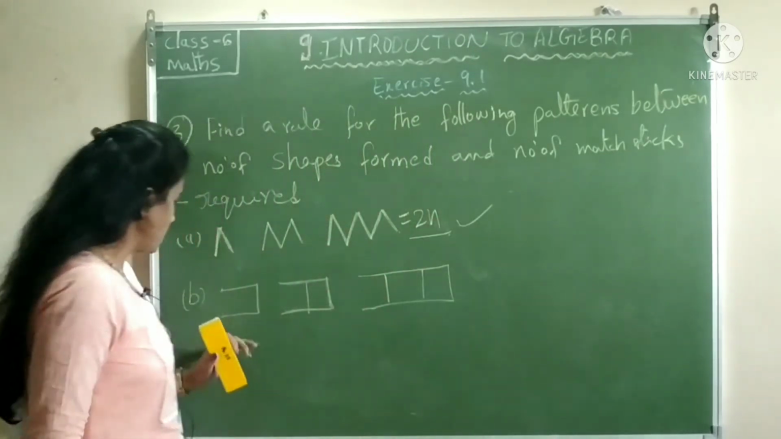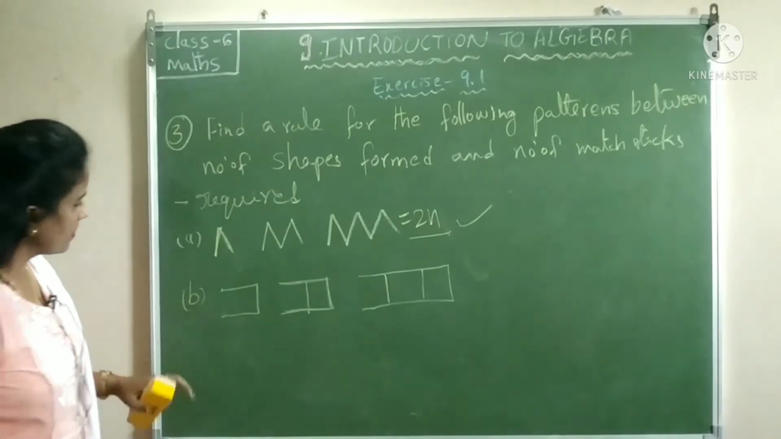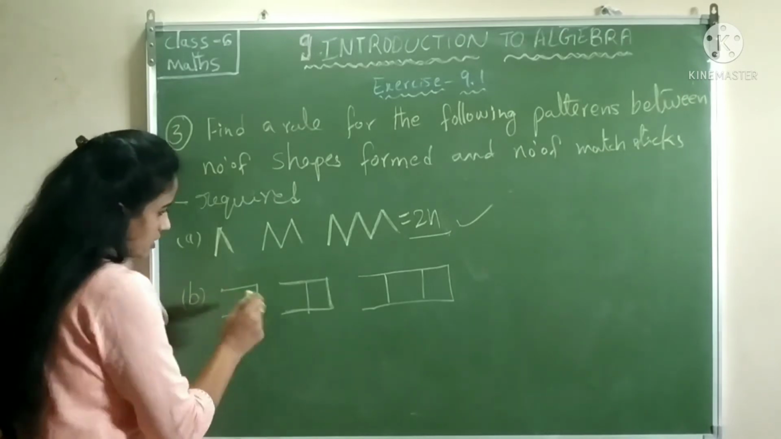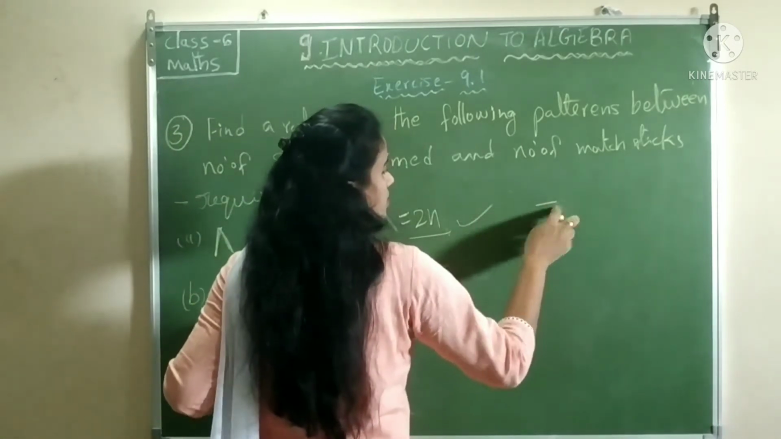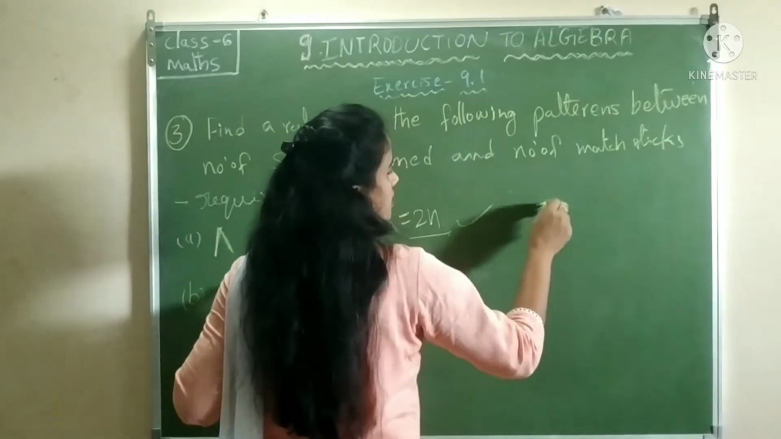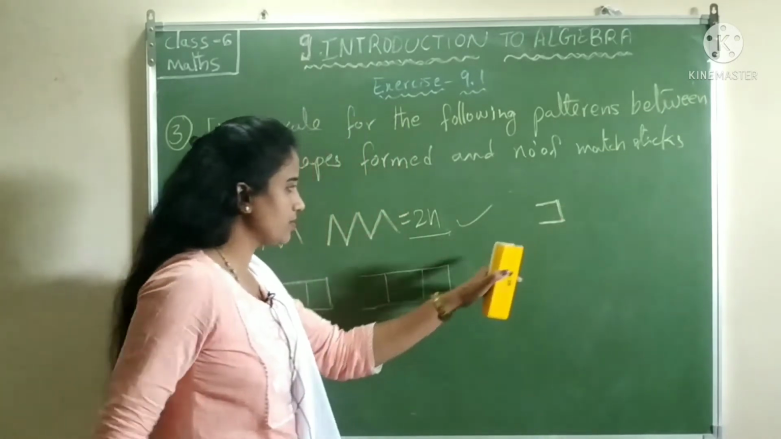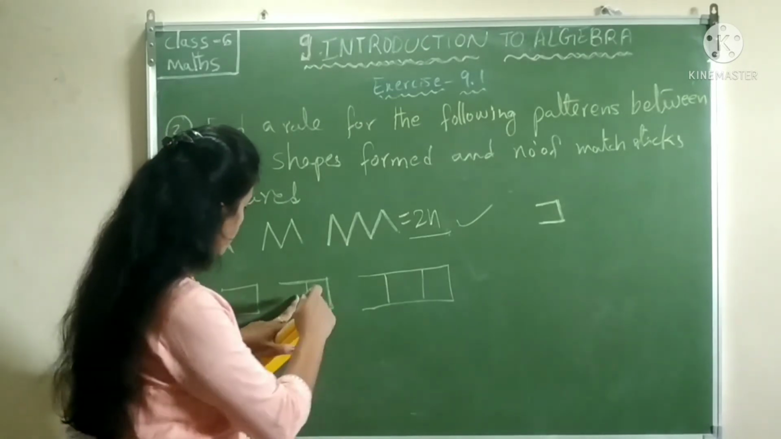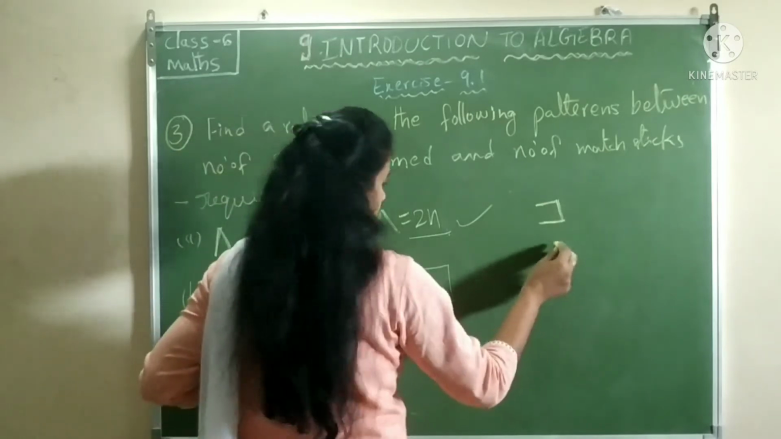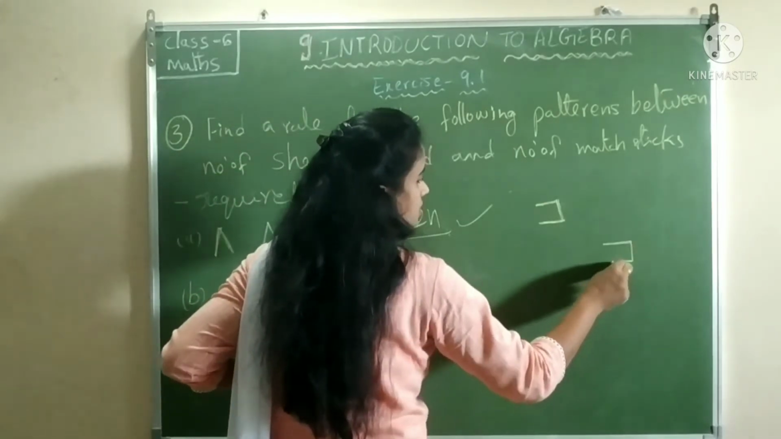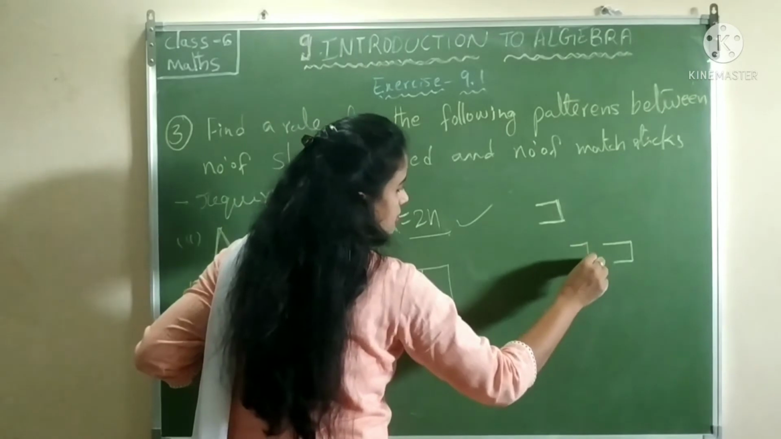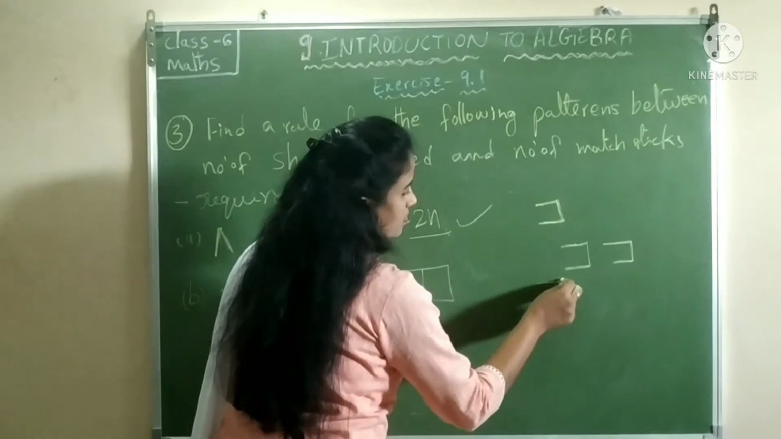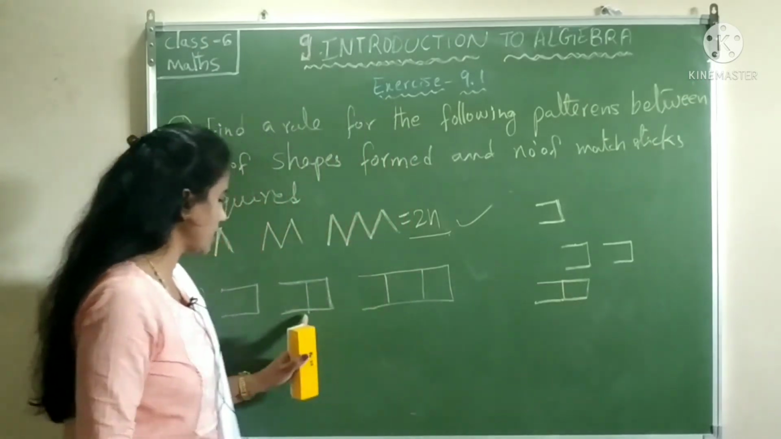And the second one: see here how many matchsticks are required for each shape. 1, 2, 3. 3 matchsticks required for one shape. And here 2 shapes are required. This is one shape and this is one shape. If you add these 2 shapes, then you will get this. Did you get like this?